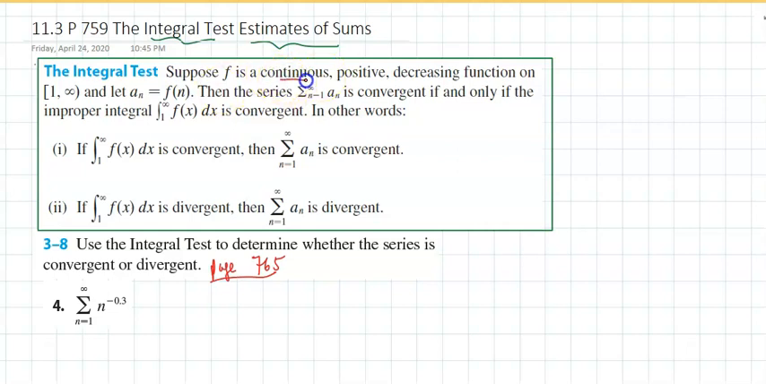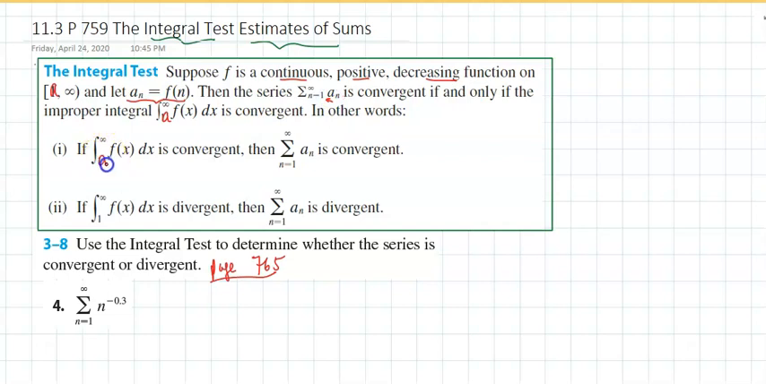suppose that a function is continuous, positive, and decreasing on an interval. I'm going to alter that. Instead of 1, I'm going to make it from a to infinity. And let a sub n equal some function of n. Then the series from n equals 1 to infinity is convergent if and only if the integral from a to infinity is convergent. You could alter that to a, or you could leave it. I'll talk about that when we get there.